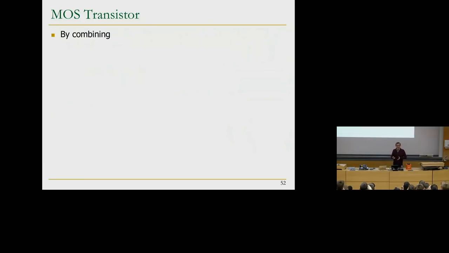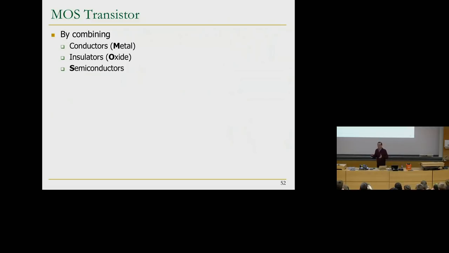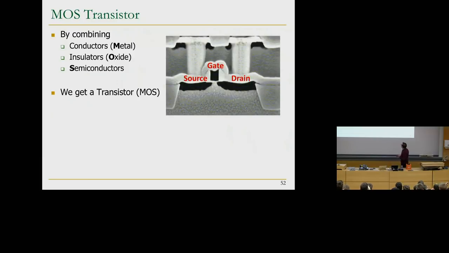So basically, you form a transistor by combining conductors, metal, insulators, oxide, and semiconductors. Actually, this metal is outdated already, because people usually don't use metal because of the very high temperature processes that are employed, so people have moved to polysilicon right now, but that's okay. It's still called a metal oxide semiconductor. We're not going to break that abstraction layer for a while. So essentially we get a transistor, which we'll call the MOS transistor, and it looks like this.